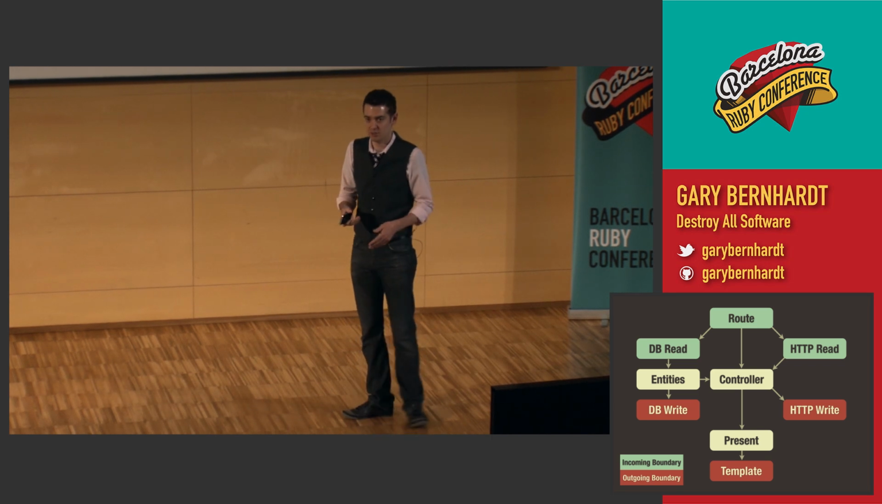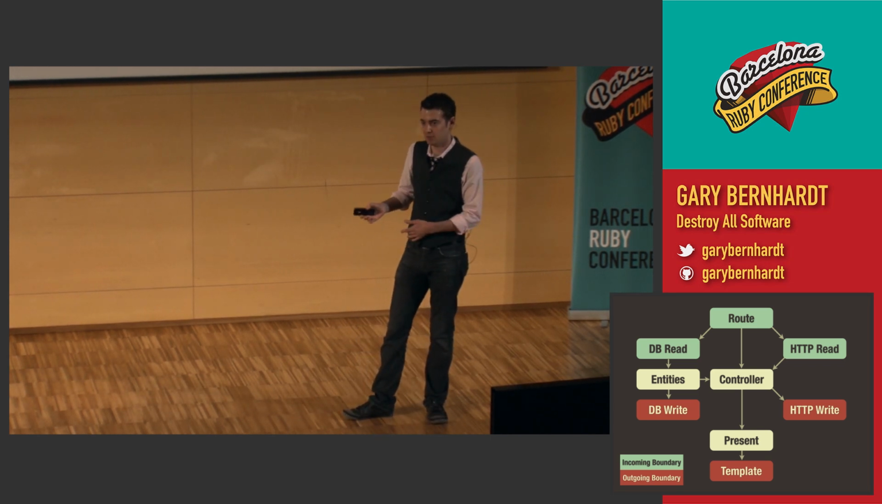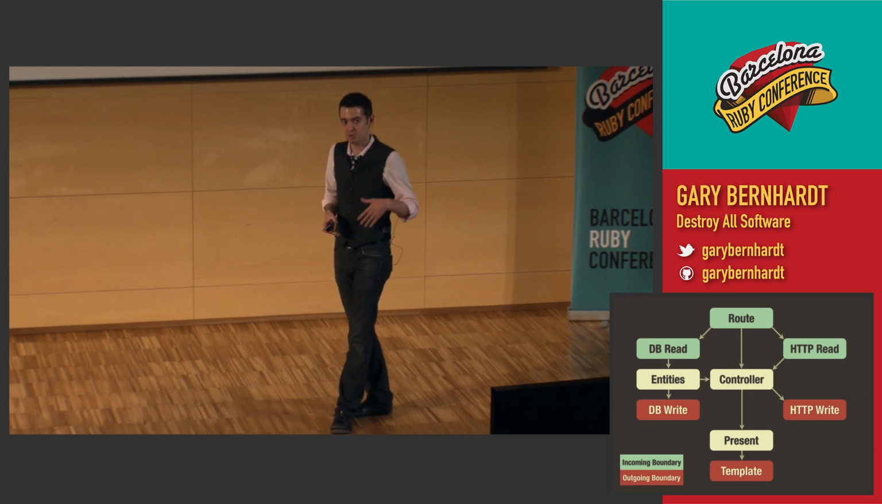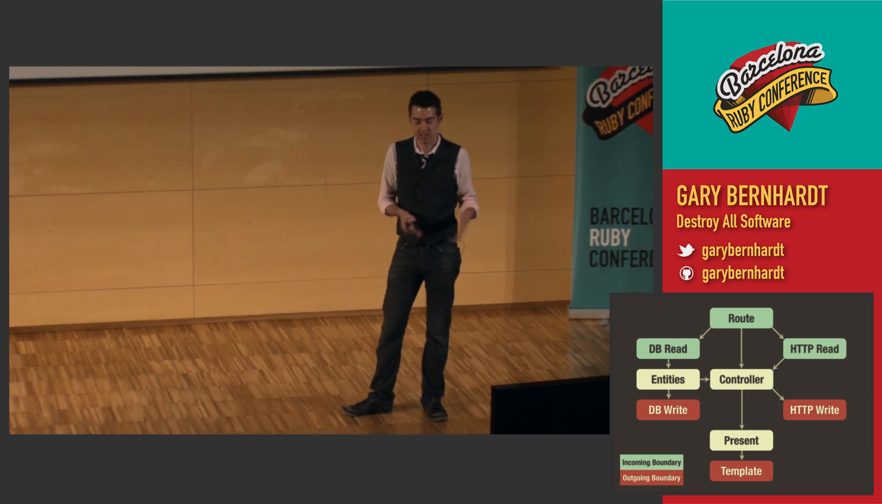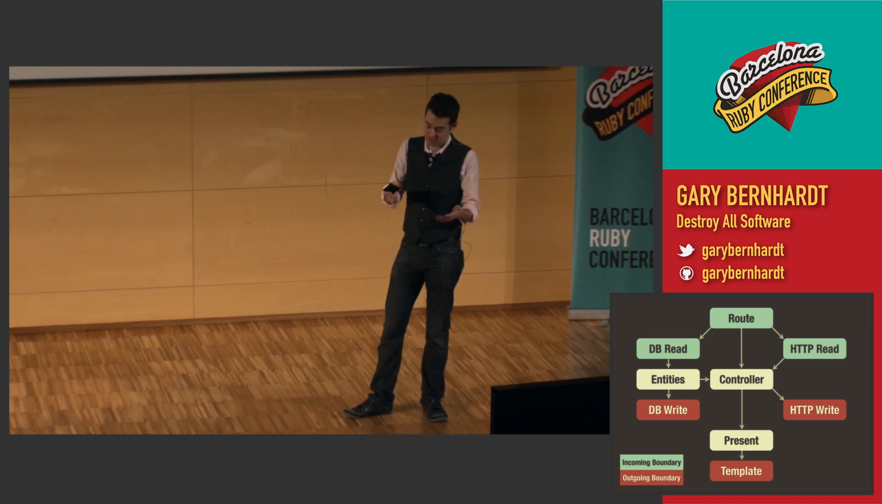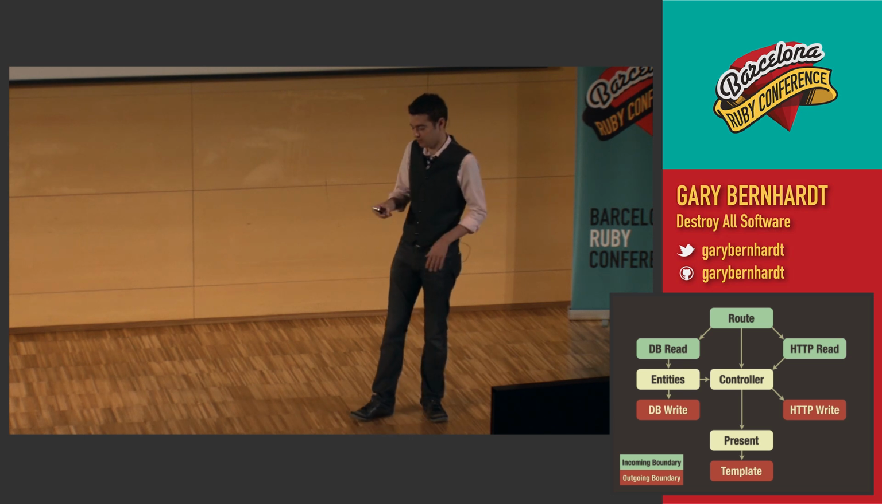And then after the controller's done, we could do a write, a high-level write. So a high-level HTTP write would be something like redirect to. That's a pretty high-level idea. It translates into a status code 304, I'm guessing, and a location header. But you don't say 304 and location header, you say redirect to.